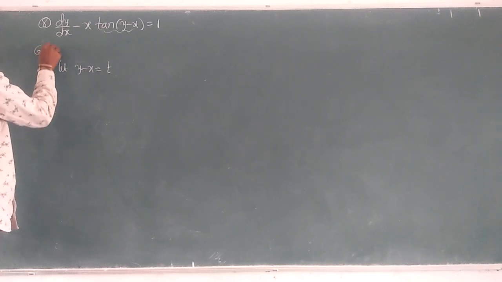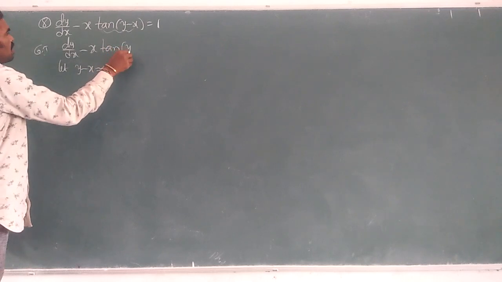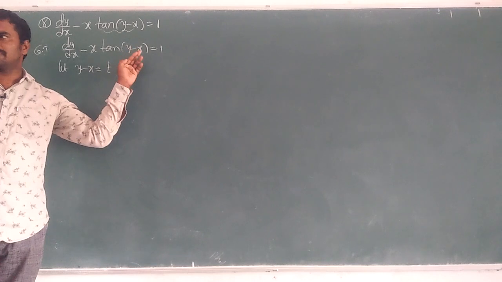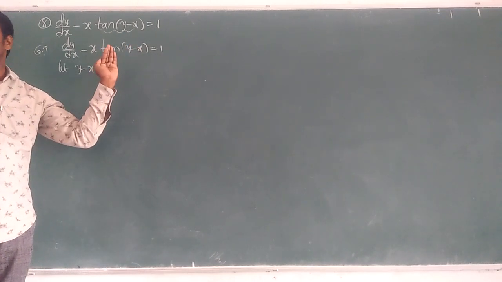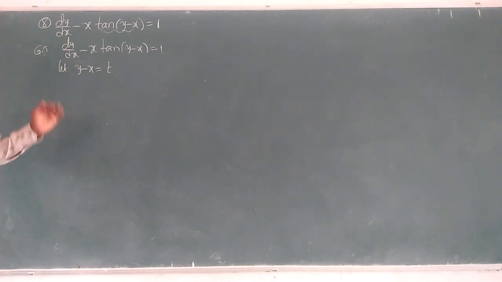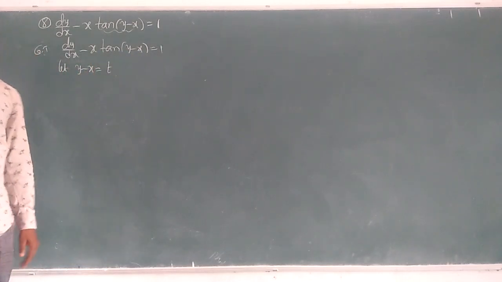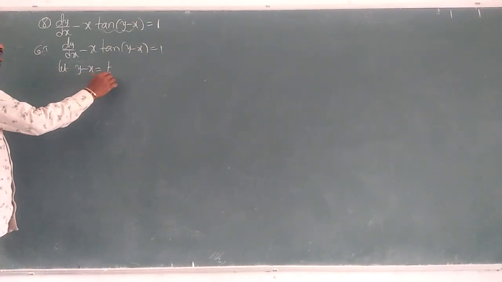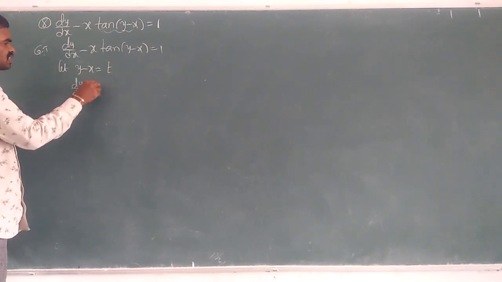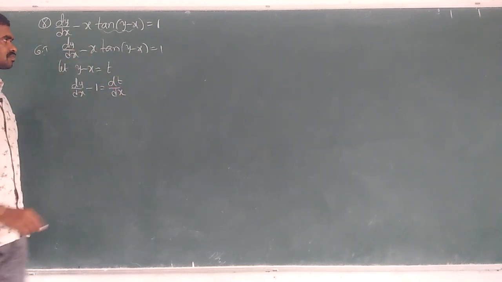First of all, write down the given equation: dy by dx minus x into tan of (y minus x) is equal to 1. Even if you split it using the tan(a minus b) formula, tan a minus tan b by 1 plus tan a tan b, that will give a lengthy explanation. The better thing is just assuming y minus x is equal to t. Now by differentiating with respect to x, we get dy by dx minus 1 on the left, and on the right the derivative of t with respect to x is dt by dx.